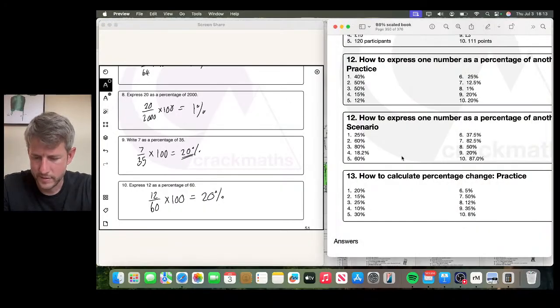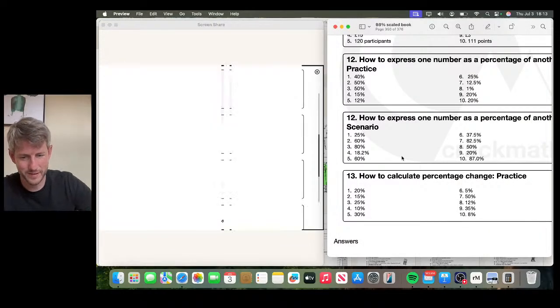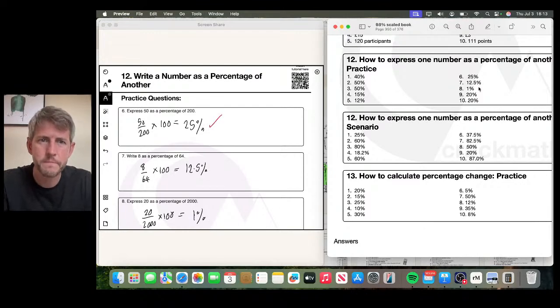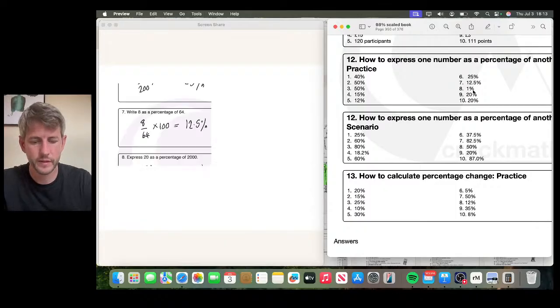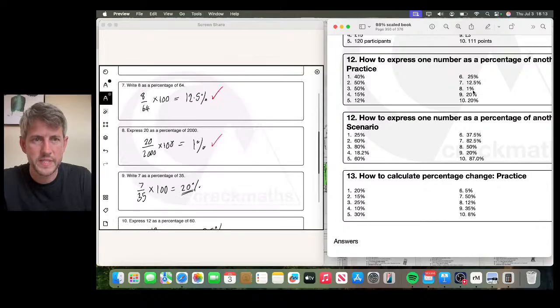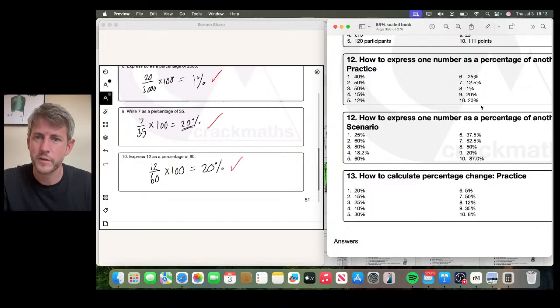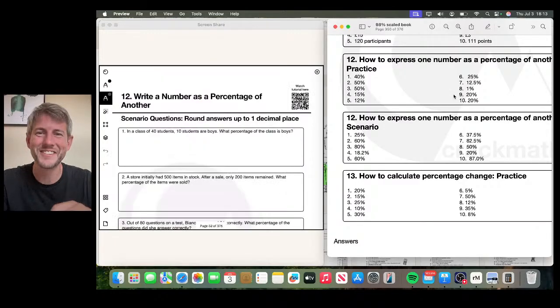Okay, so red pen. Here we go. 6 is 25%. That agrees. 7 is 12.5%. That agrees. 8 is 1%. That agrees. 9 is 20%. That agrees. And 10 is 20%. That also agrees. Excellent. Oh, okay. This is such a relief.